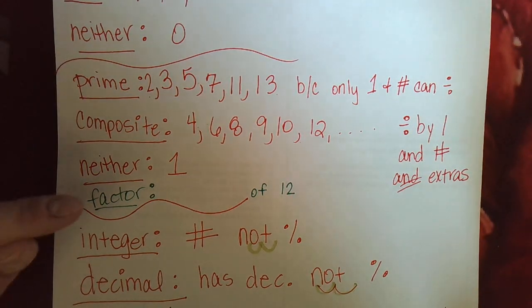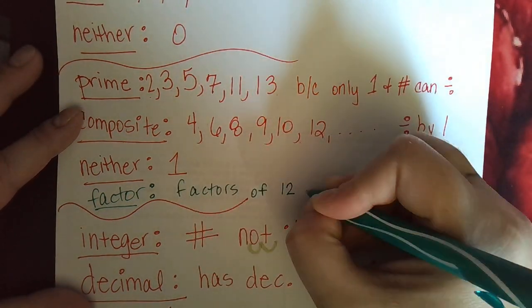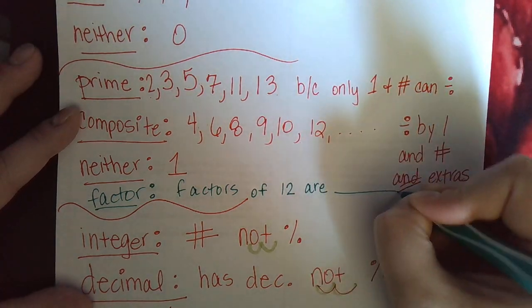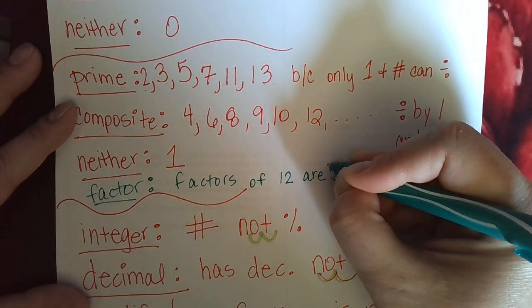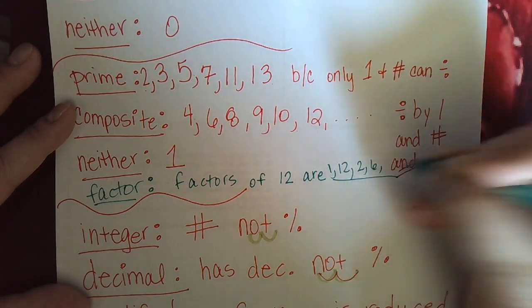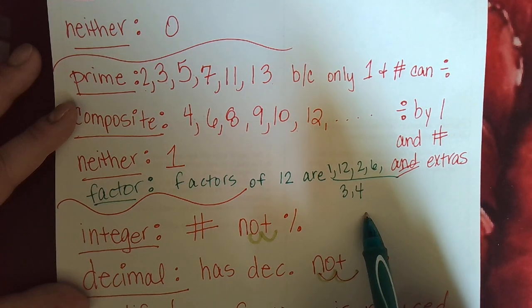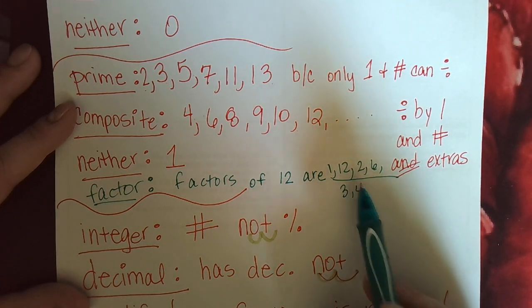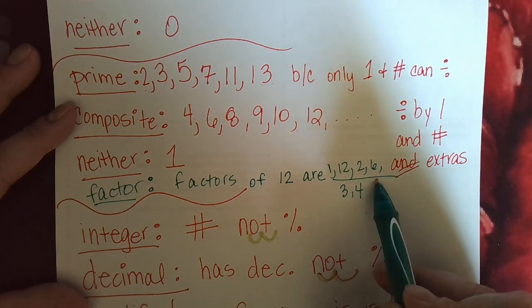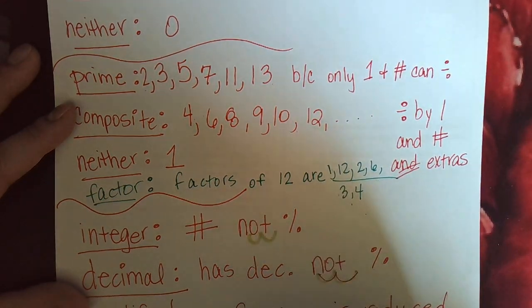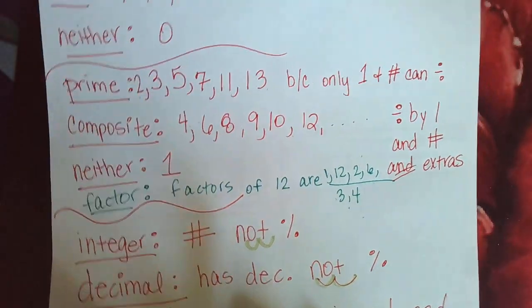Well, the factors of 12 are the numbers that can divide into 12, like 1 and 12, 2 and 6, 3 and 4. Those are the factors. And this is not a fraction, I just ran out of room. This was supposed to be a blank. So all these numbers are factors of 12 because they are the numbers that divide into 12 evenly.